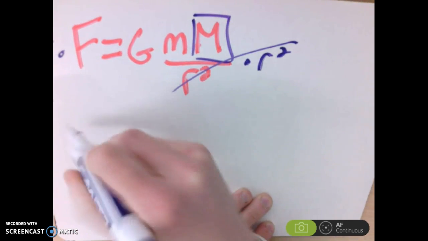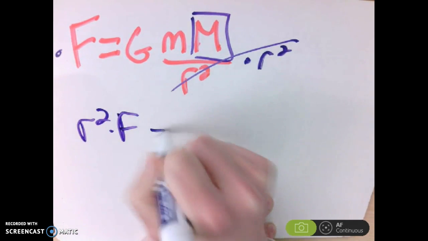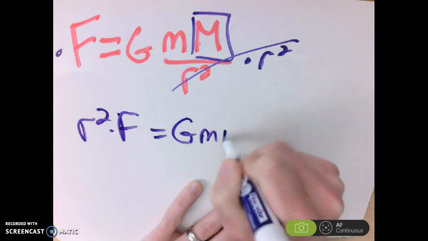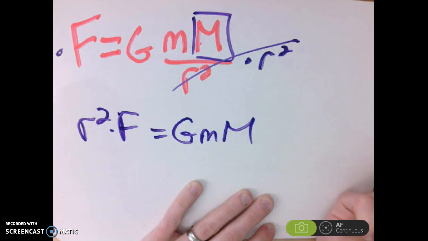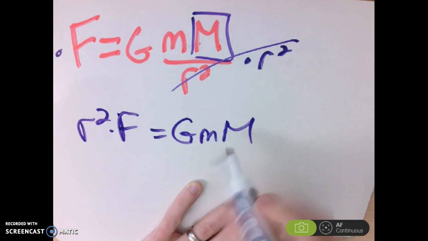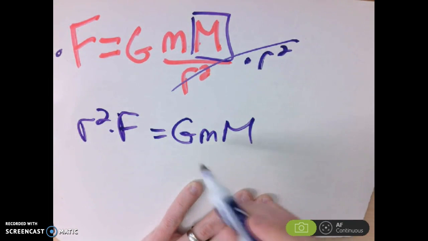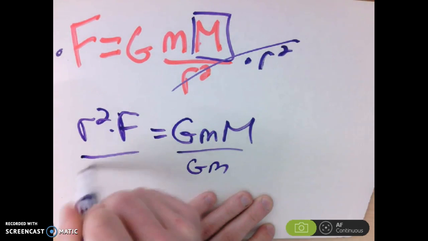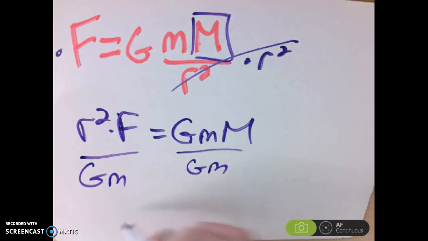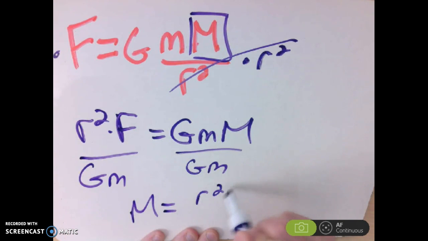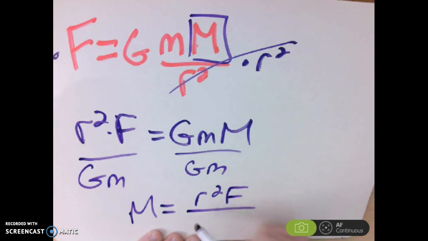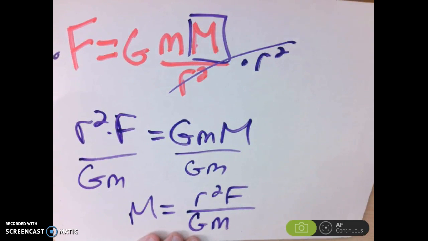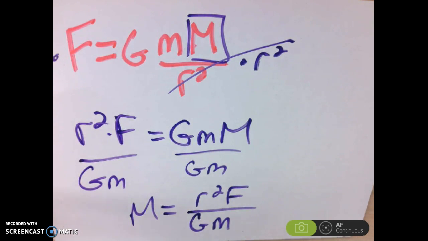So I get r squared times F equals G little m big M. And I'm still solving for big M. And so now I have big M is multiplied by G and little m. So I can just get rid of those, right? And they're multiplied, so to get rid of them, I'll divide by G little m. So I'll get big M equals r squared F over big G little m. And so this is an equation that you'll see a lot in physics, actually. It has to do with gravity, but that's neither here nor there.